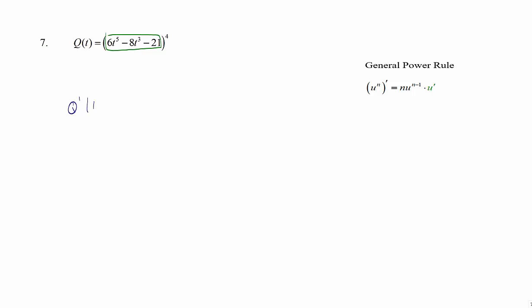So q prime of t is going to be equal to, we bring down our exponent, the 4, then we decrease it by 1, so we have (6t^5 - 8t^3 - 21) raised to the 3rd power, and now times the derivative of u, so times the derivative of 6t^5 - 8t^3 - 21. So we get 30t^4 - 24t^2. And there's my unsimplified answer.